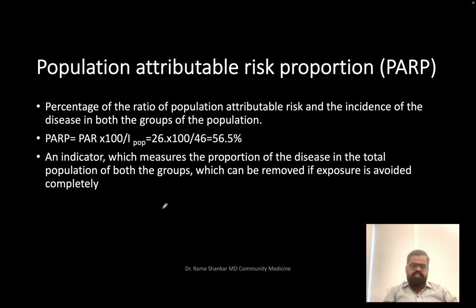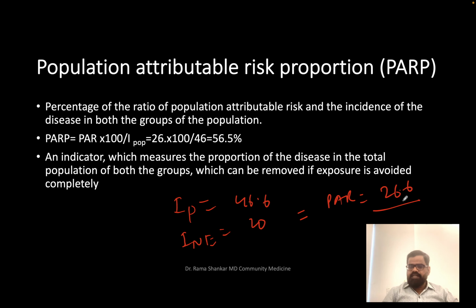And the same thing, now you see, incidence in population was 46 point something, incidence in non-exposed was 20. So we calculated PAR is equal to 26.6, something like this. So what is the percentage if I ask you? Out of 46.6, 26.6 you are attributing to smoking. So what is the percentage? So obviously this is 56.5%. So now I get 56.5%.